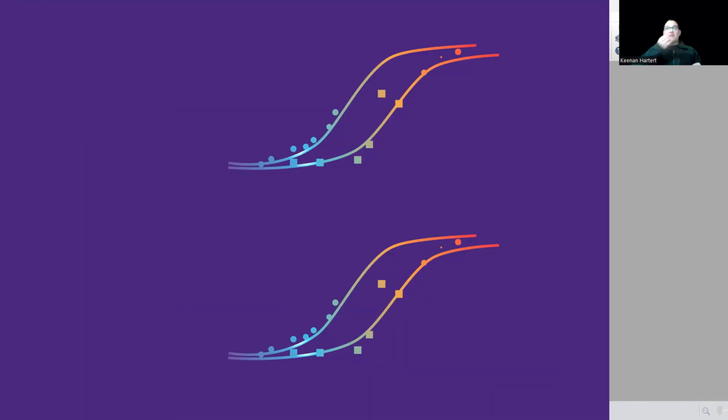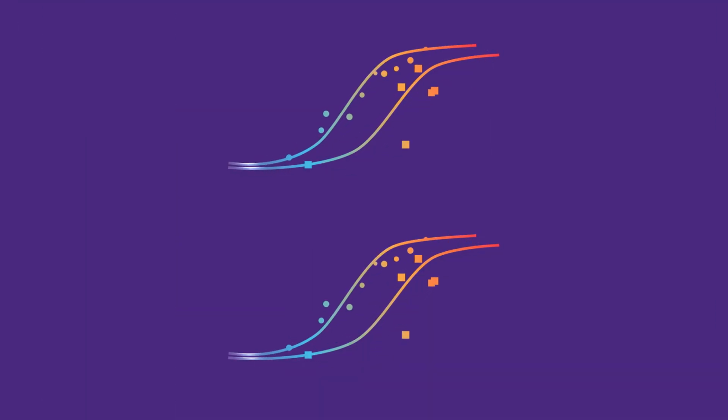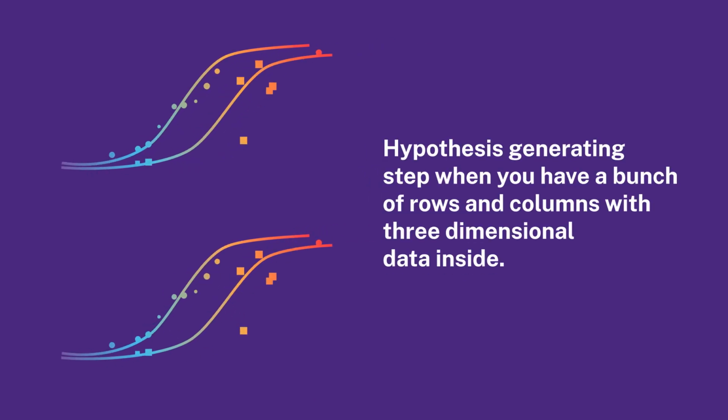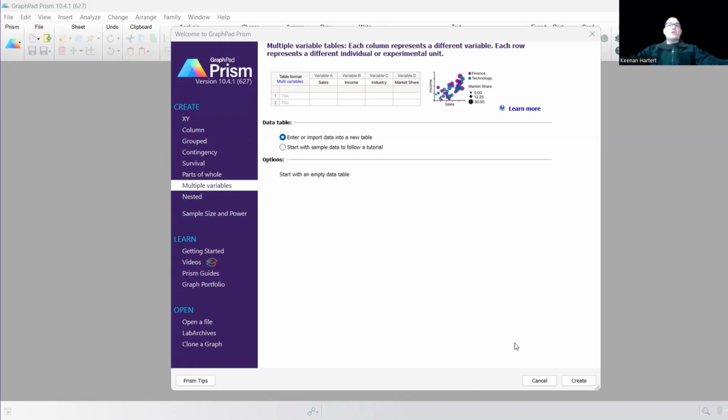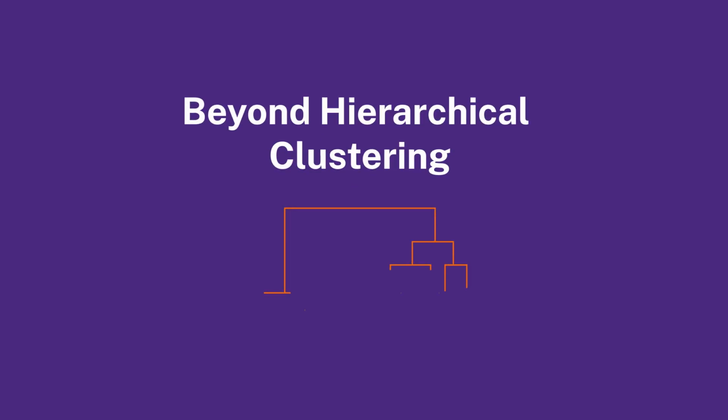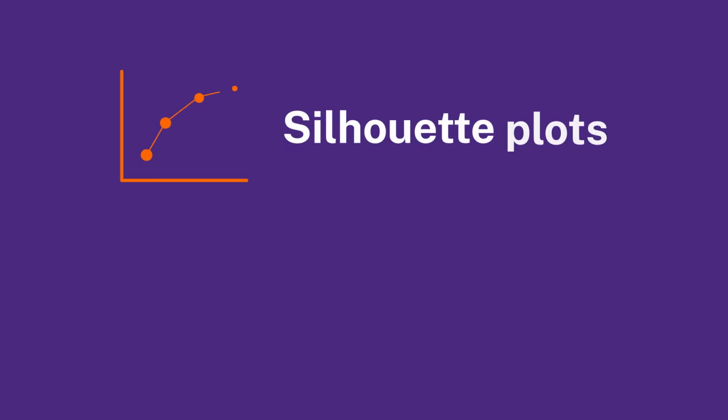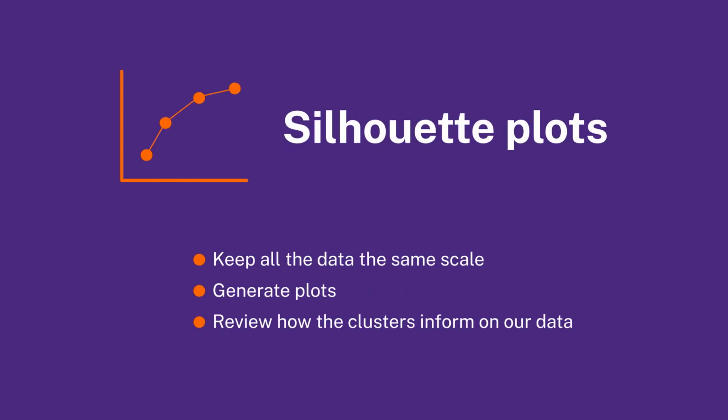Grouping this data into clusters and uncovering the hidden patterns within is an excellent hypothesis generating step when you have a bunch of rows and columns with three-dimensional data inside. So not only are we going to make some good heat maps today, but we're going to load everything in. We're going to see how we can take this beyond hierarchical clustering, using the stats that we get from silhouette plots, how to keep all the data the same scale, generate these plots, and review how the clusters inform on our data.